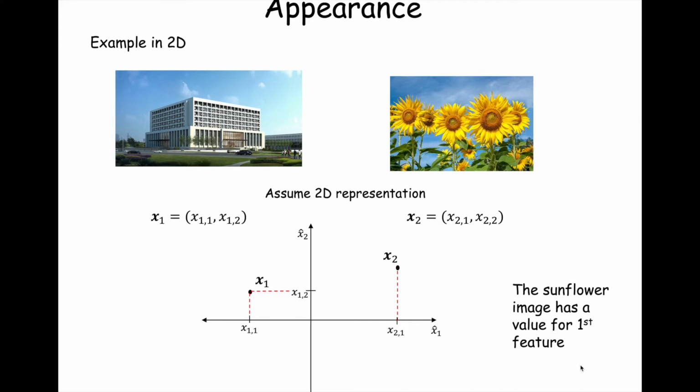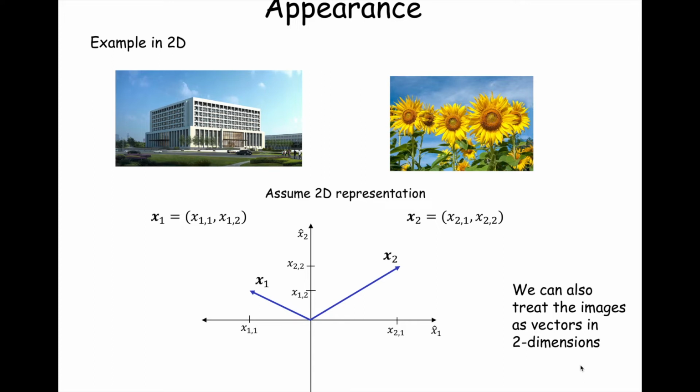Okay, so we have x21, which is the first feature for our second image, and there's its projection along the first feature axis. And then we have x22, which is the second feature for that sunflower image, and that's going to be the projection of that point on the second feature axis. Does that make sense? Any questions about this? And so the coordinates in feature space are the feature values associated with each of these two vectors. Okay, so why do we do this? We can treat these images as points in two dimensions, and now that they're points in two dimensions, you can also treat them as vectors.